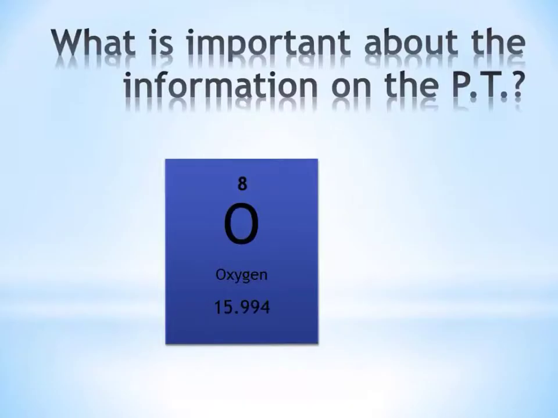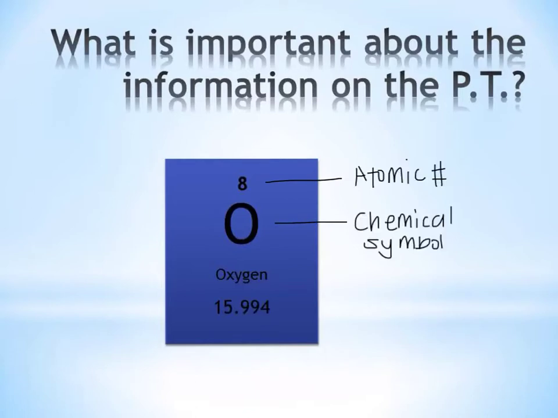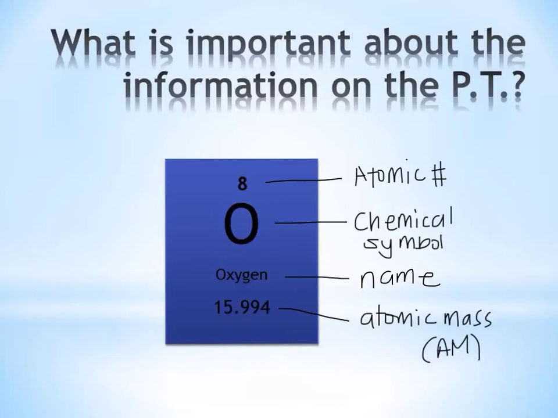So here is oxygen, and this is what you will see on your periodic table for oxygen. First and foremost, you are given the atomic number. You are given the chemical symbol, the chemical name, and finally you are given the atomic mass. Now the atomic mass I will abbreviate as AM, and atomic number I will just put A and number or hashtag. We're going to focus first on the atomic number.